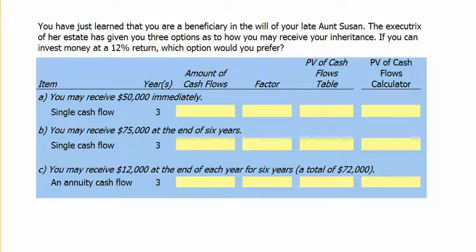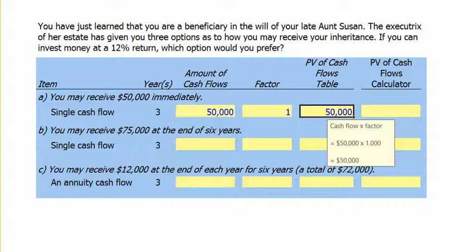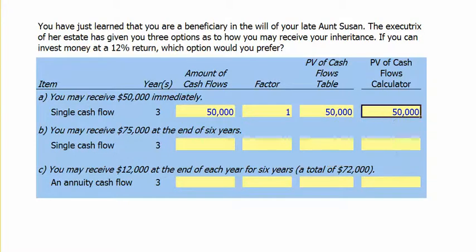Option A is that you receive $50,000 immediately, which means the present value factor would be 1. We won't discount this at all, since the present value of $50,000 received today is that same $50,000.